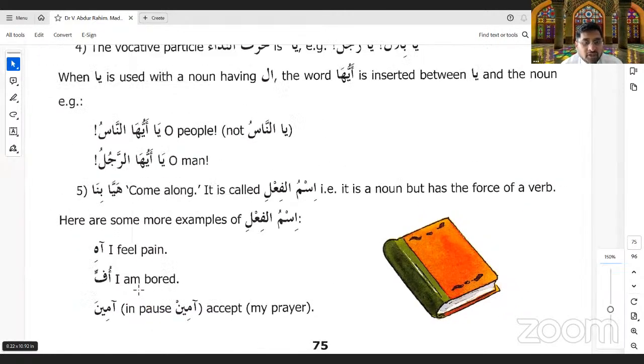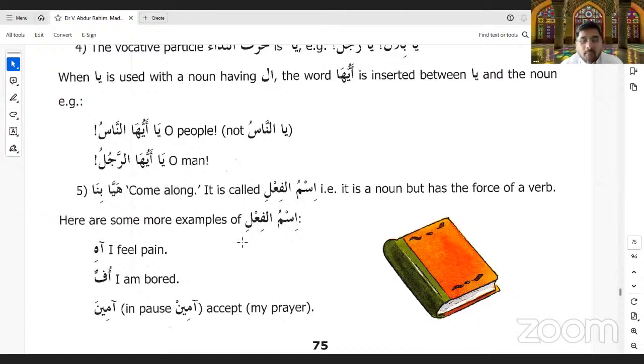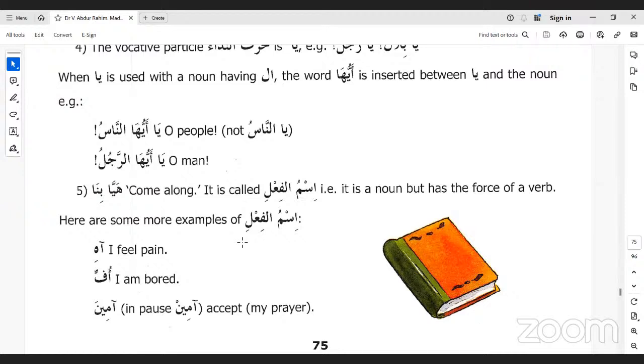So these are called ismul fi'l. The word hayhata in Dua al-Kumayl: hayhata, ma dhalika zannuna bik. Hayhata is a noun, but it comes in the meaning of a verb, ba'uda, meaning that is far from you, ya Allah. My perception about you is much better than what anyone has. Hayhata comes in the meaning of far from you. So these are nouns in the meaning of a verb.